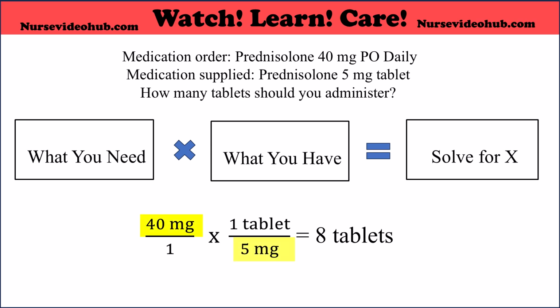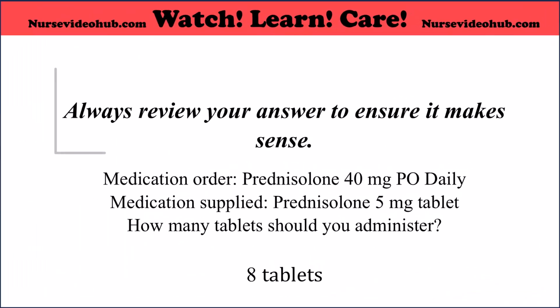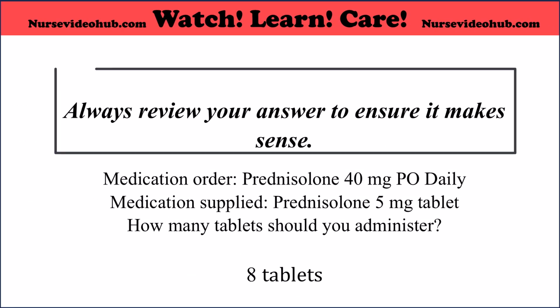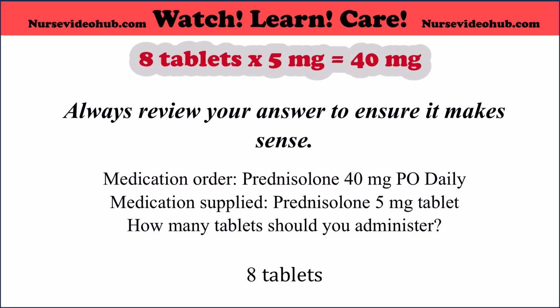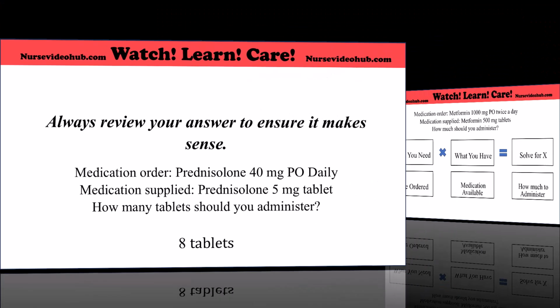You calculate the answer by multiplying across. 40 divided by 5 equals 8. The milligrams canceled out, leaving you with tablets. You would administer 8 tablets to deliver the 40 milligram dosage. Always review your answer to make sure it makes sense. The reverse method is to multiply the amount to be administered, 8 tablets, by the concentration available, 5 milligrams, which equals the prescribed dosage, 40 milligrams.